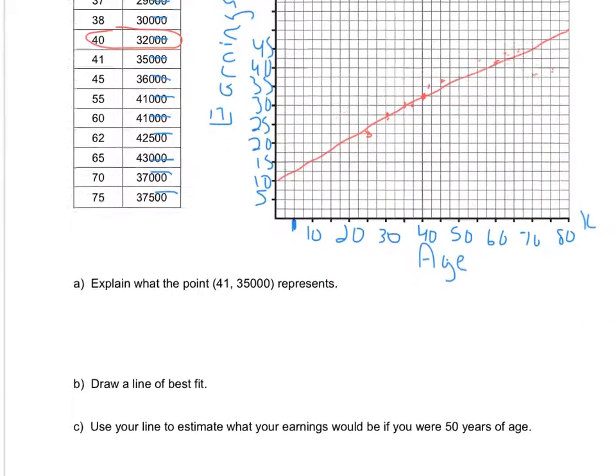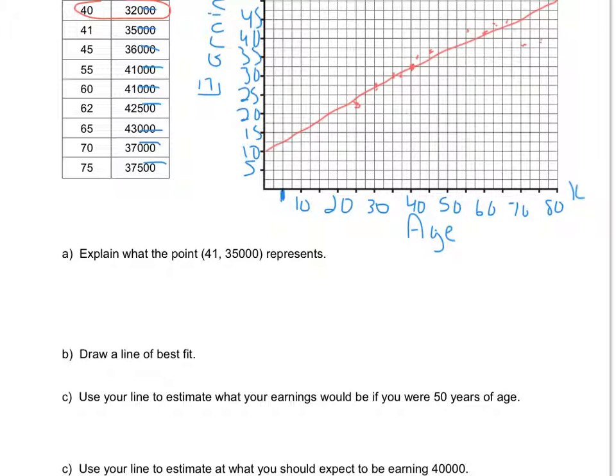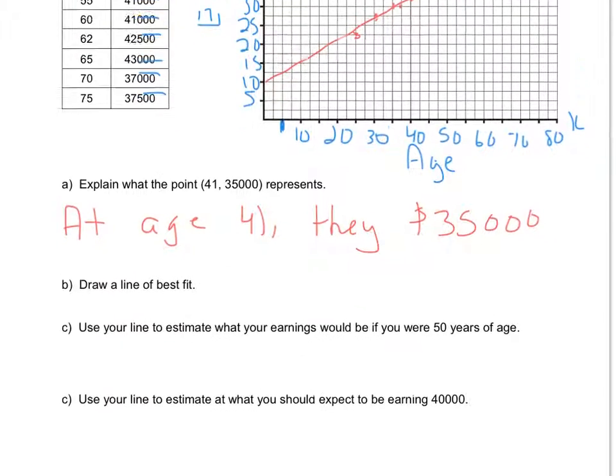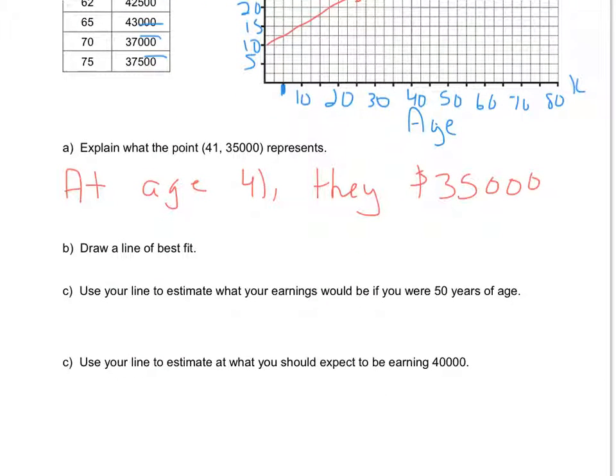So let's answer the follow-up questions. A asks, what does the point 41, 35,000 represent? So it just says that at age 41, someone makes $35,000. B asks for a line of best fit, which we've done. And C asks to use our line to estimate what the earnings would be if you were 50 years old.